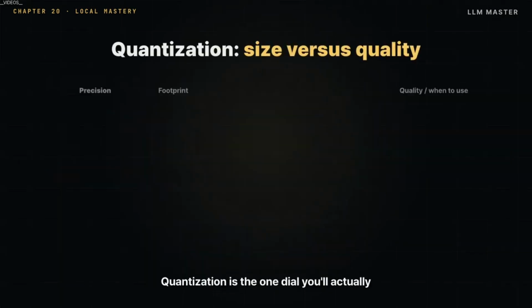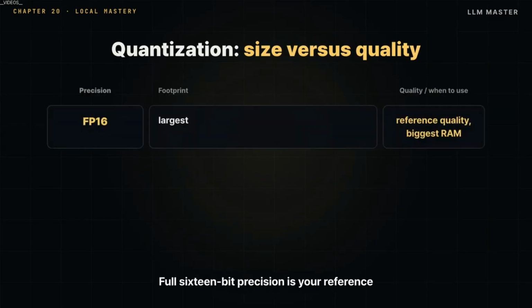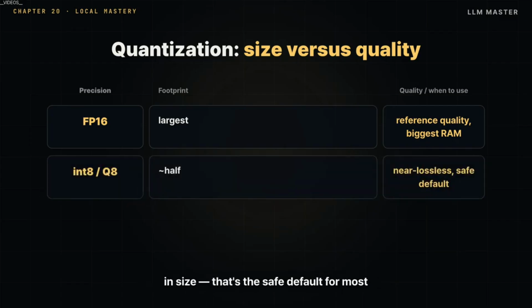Quantization is the one dial you'll actually agonize over. So let's make it concrete. Full 16-bit precision is your reference quality, but it's the biggest and hungriest. Drop to 8-bit and the quality loss is nearly invisible, while the model roughly halves in size. That's the safe default for most people. 4-bit is the real sweet spot. It fits surprisingly large models in a modest memory, and for everyday use, you'll struggle to tell it apart from the original.